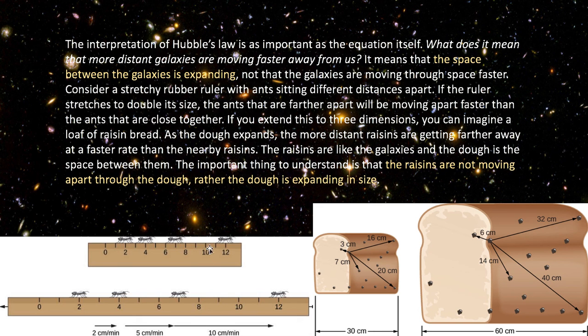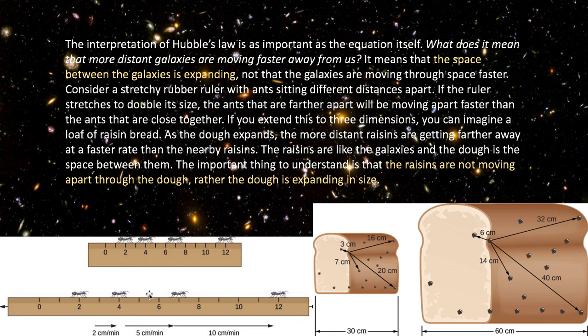But this one here, ant 4, was originally 10. So now ant 4 is 20. So if this thing doubled in size in 1 minute, then what happened with this ant compared to this one is it got further away at 10 centimeters per minute, whereas this one got further away at 2 centimeters per minute.